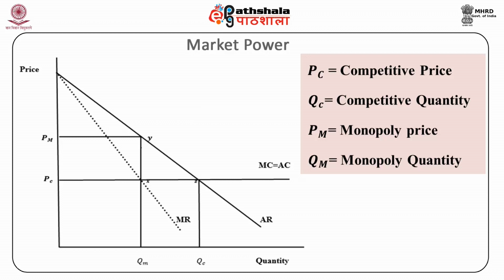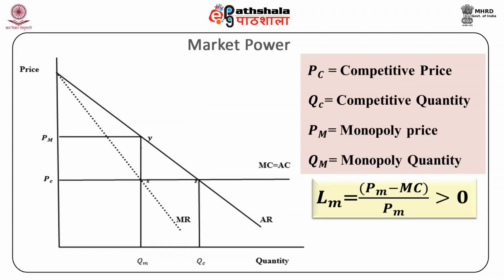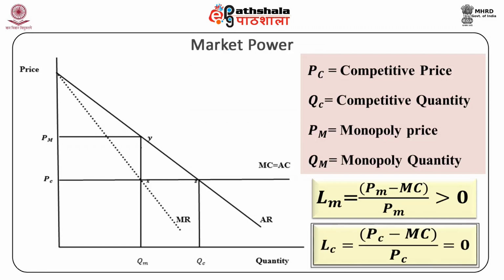In terms of equation 1, Lm equals (Pm minus Mc) divided by Pm, which is greater than 0, while Lc equals (Pc minus Mc) divided by Pc, which equals 0, where Lm and Lc denote the Lerner's index in case of monopoly and competition respectively. Thus, Lerner's index represents real market power. It also indicates the presence of above normal profits for the monopolist and their absence for competitors.